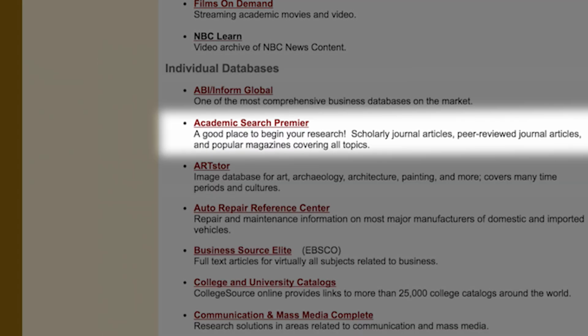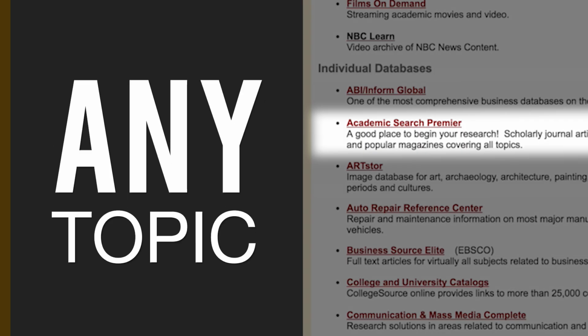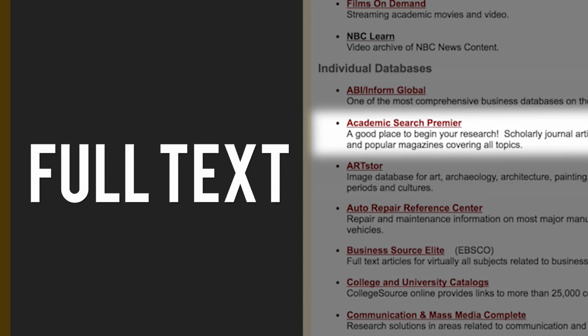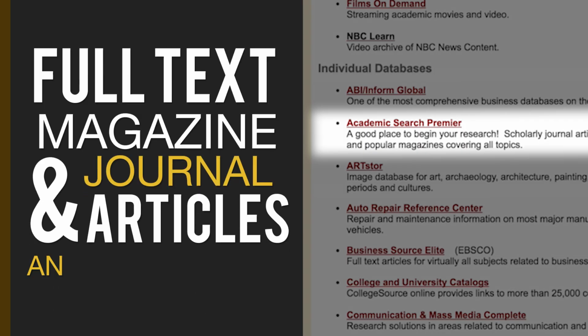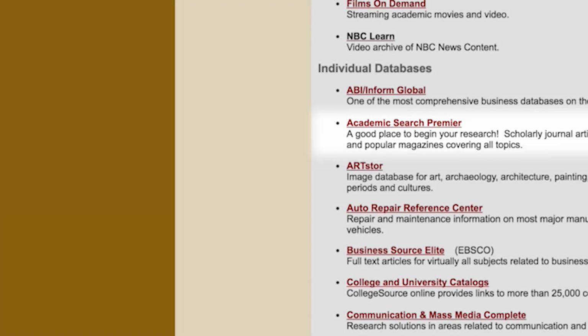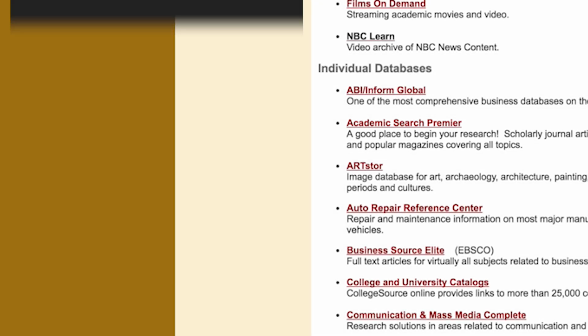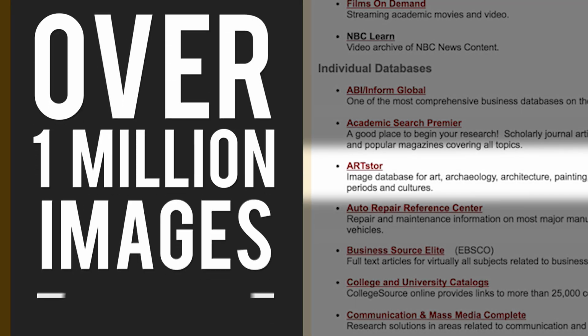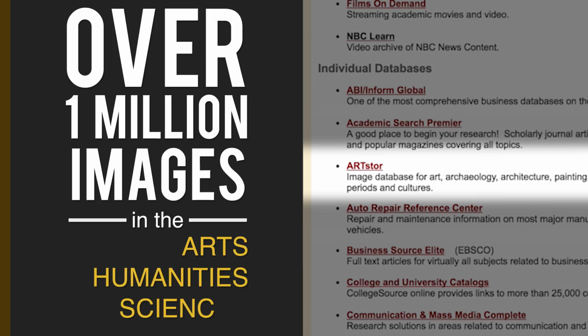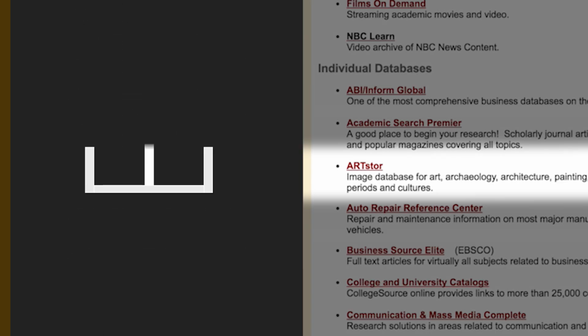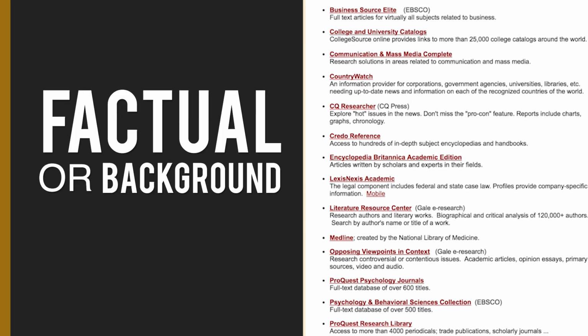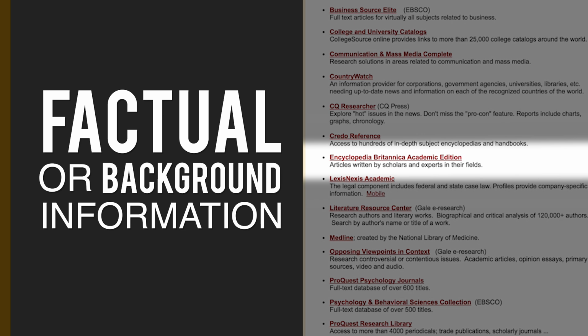Academic Search Premier is a good place to start for any topic since it is multidisciplinary. You can find full-text magazine and journal articles in any subject area. ArtStore Digital Library is a resource that offers over 1 million images in the arts, humanities, and sciences. All of the images have been licensed for educational use and may be downloaded to enhance your presentations. You can get factual or background information from Encyclopedia Britannica Academic Edition. It includes the Merriam-Webster Online Dictionary.